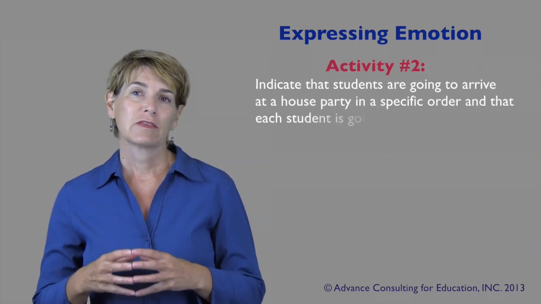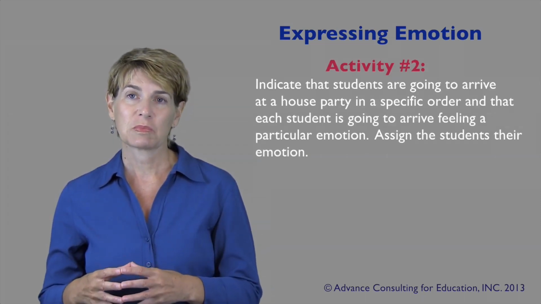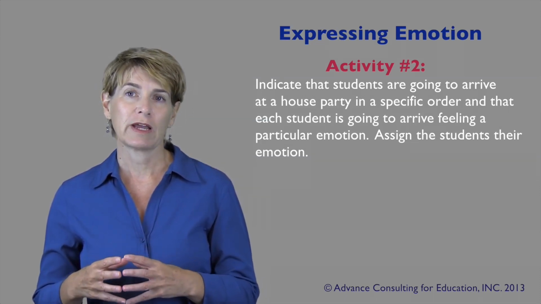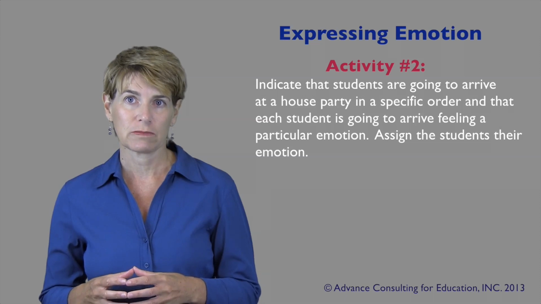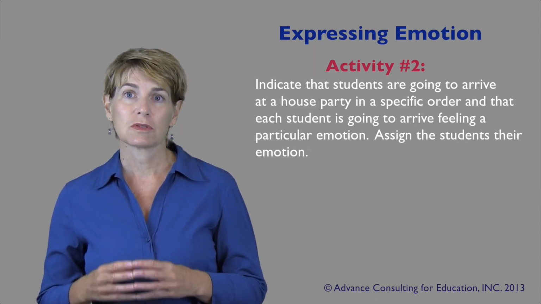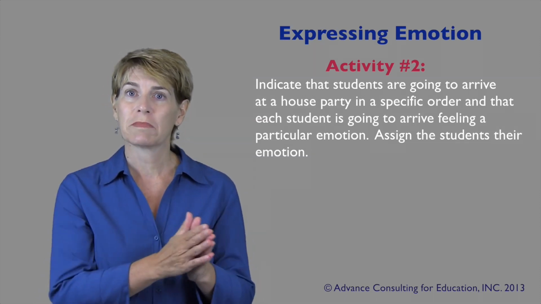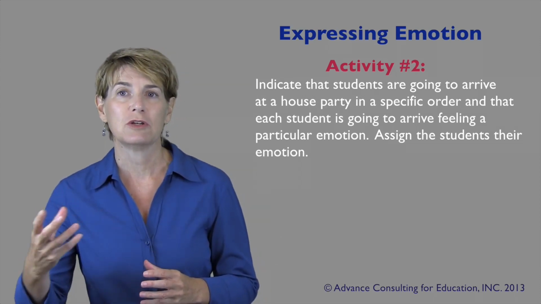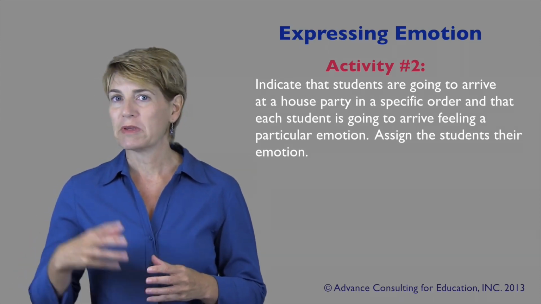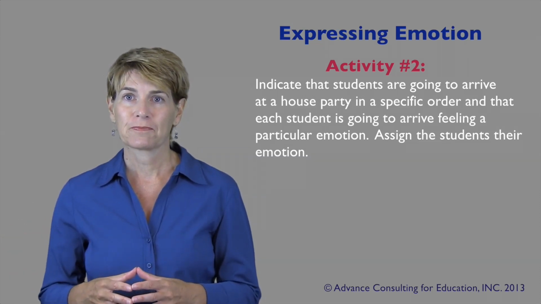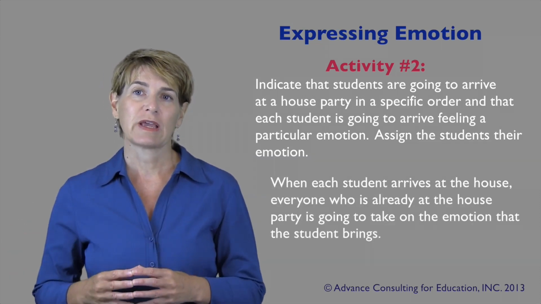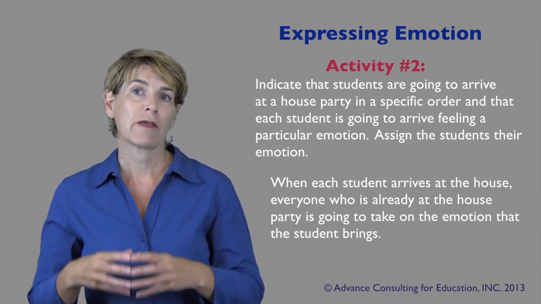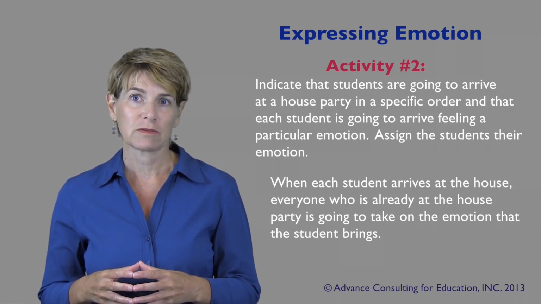Indicate that students are going to arrive at this house party in a specific order, and that each student is going to arrive feeling a particular emotion. So assign the students their emotion. So student 1 might be anger, student 2 might be happiness, student 3 might be nervousness, student 4 might be frustration, and so on. When each student arrives at the house, everyone who's already at that house party is going to take on that emotion that that student brings.